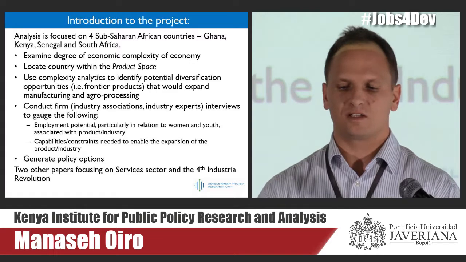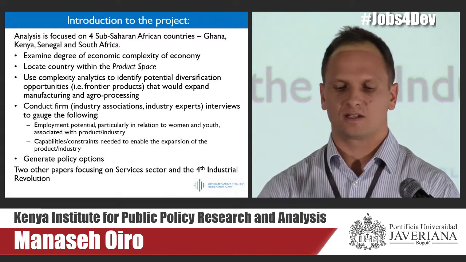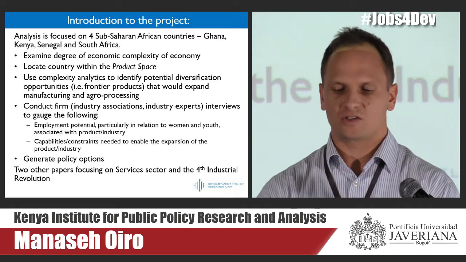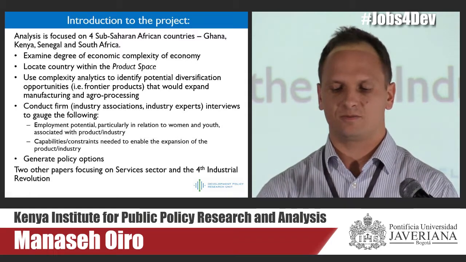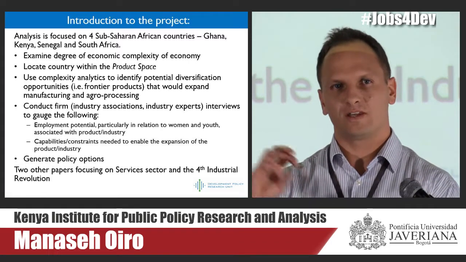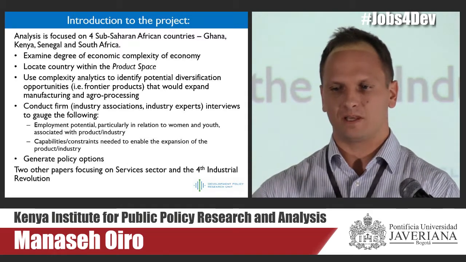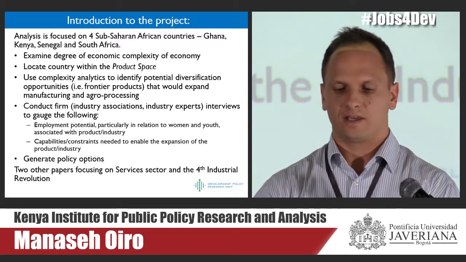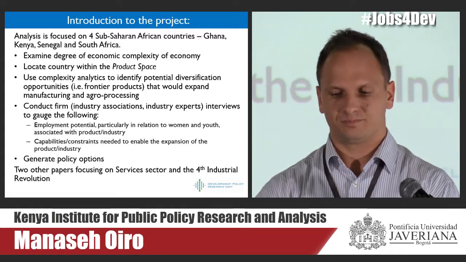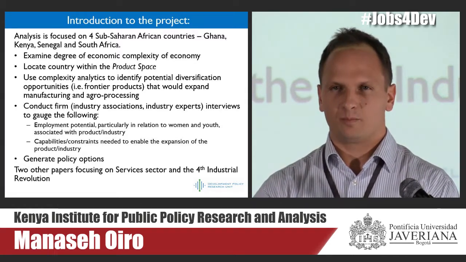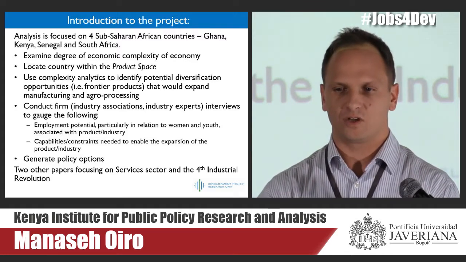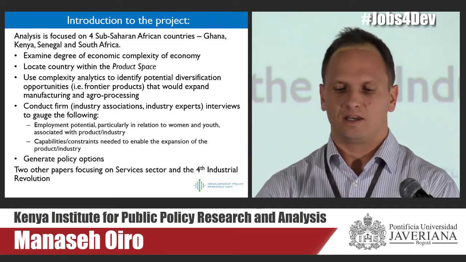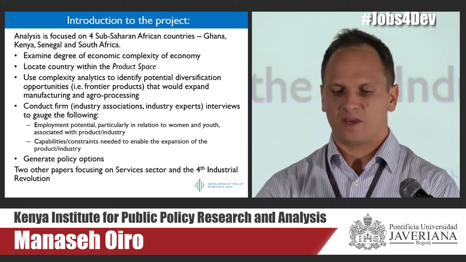We speak to firms, industry associations, and industry experts, and there are two main pieces of information we are interested in from them. First, what's the employment potential of these products and industries that we identify? And what's the potential in terms of women and youth being employed in those industries? The second component, very specific to the methodology, is what are the capabilities and constraints that enable expansion into that product.